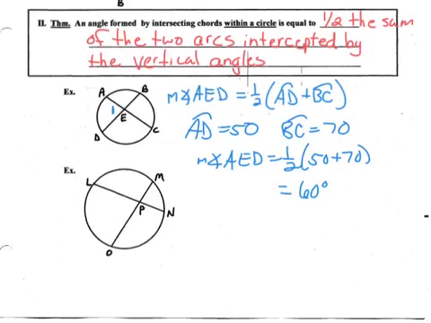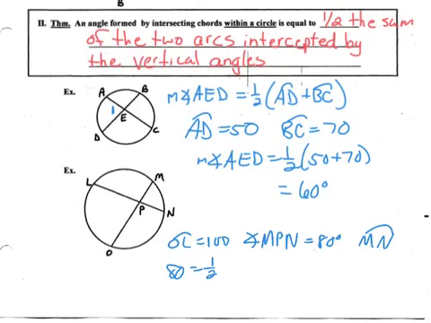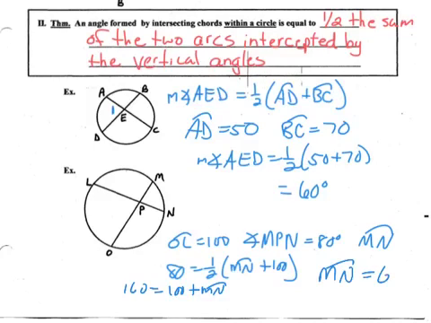So the second one, let's say arc OL is 100. OL is equal to 100. And now let's have the angle. The angle MPN is going to be equal to 80. And now we want to find the other arc. We want to find arc MN. Okay, MN is not 100. You cannot assume that. So we know that 80 degrees is equal to half the sum of MN plus 100. Well, that means if you double the 80, twice the angle is equal to the sum of the arcs. So twice this angle is 160, and that equals 100 plus MN. So that means arc MN is 60 degrees. That's how that works.